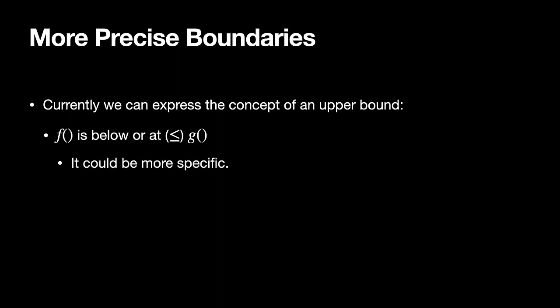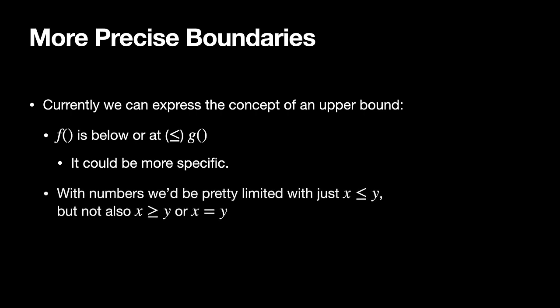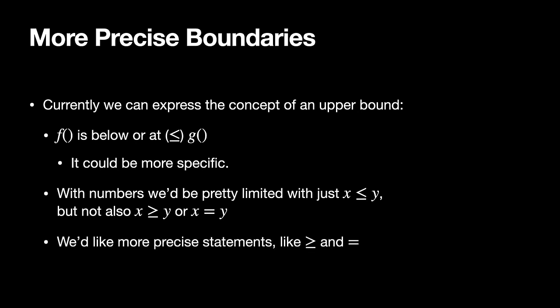But that's not very precise. We sometimes want to be much more specific. So for example, if we were talking about just regular numbers on the number line, this would be equivalent to being able to express the concept of x being less than or equal to y, but not x being greater than or equal to y, or x being equal to y. So we'd like more precise statements that allow us to express the concept of greater than, or the idea of having a lower bound, and the idea of equal to, or something that's a very, very precise bound.